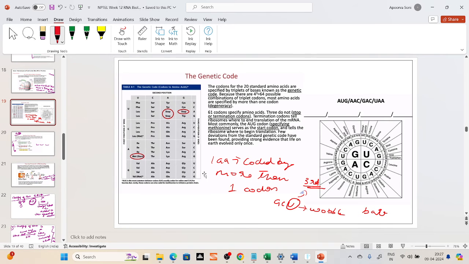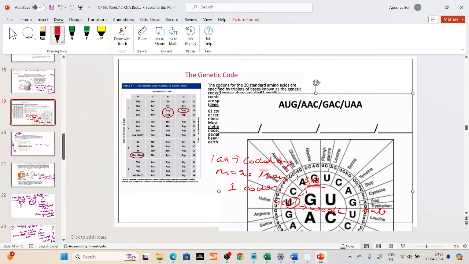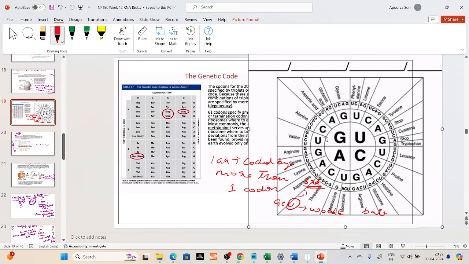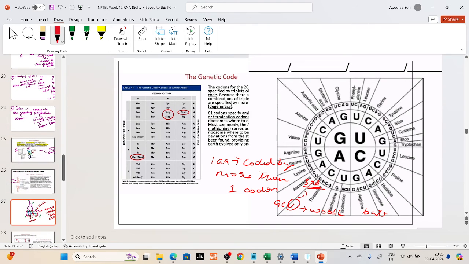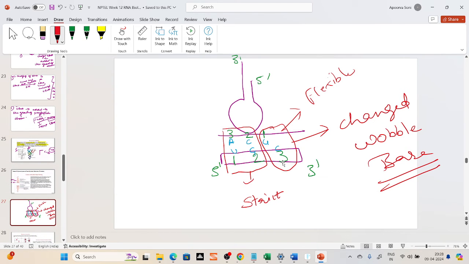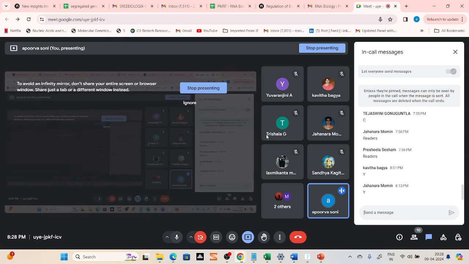here we saw that one amino acid can be coded by more than one codon. See, alanine can be coded by GCU, GCC, GCA, GCG. So change is always in the third position of the codon. Here you can see, change is always in the third position of the codon and first position of the anticodon. Is this clear to everybody now? Yes, ma'am. Okay, fine.